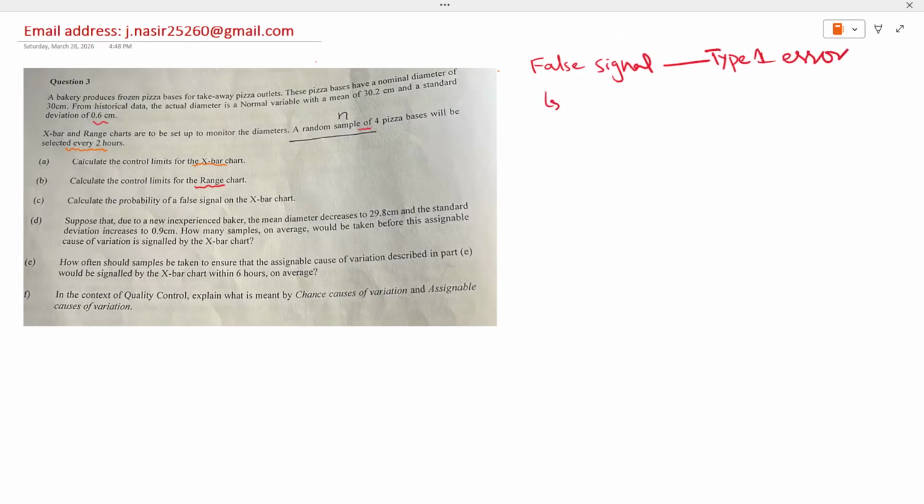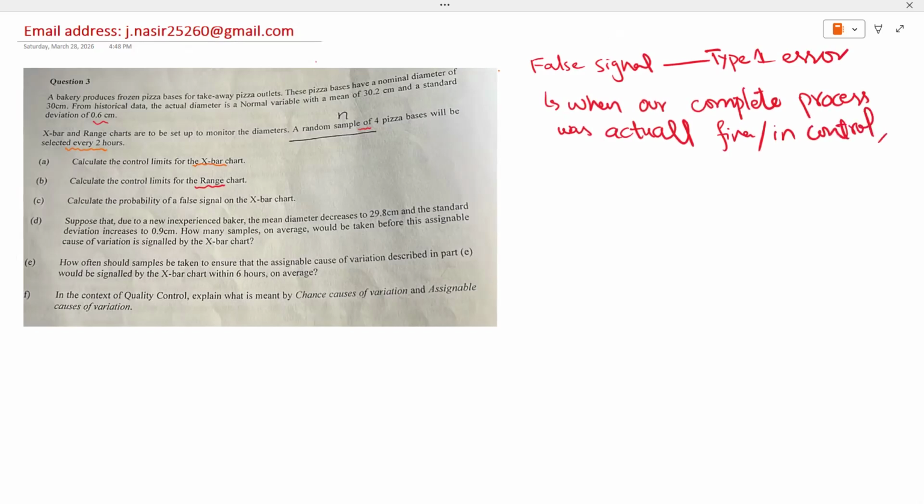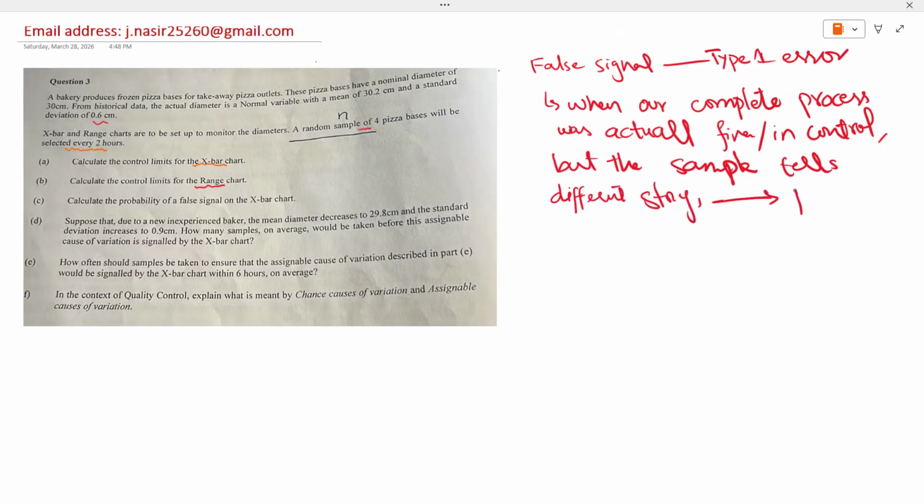It means that when our complete whole process was actually right, actually fine, or you would say in control, but the sample that you took tells a different story. And what is the different story in this context? The different story is that it says your process is out of control.